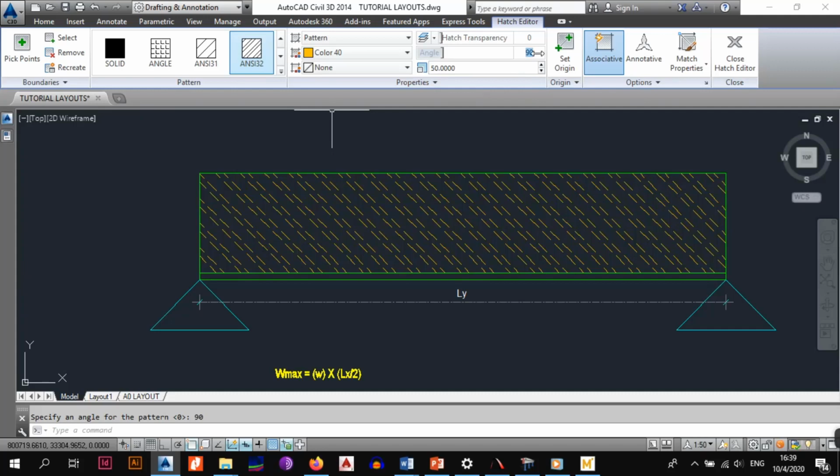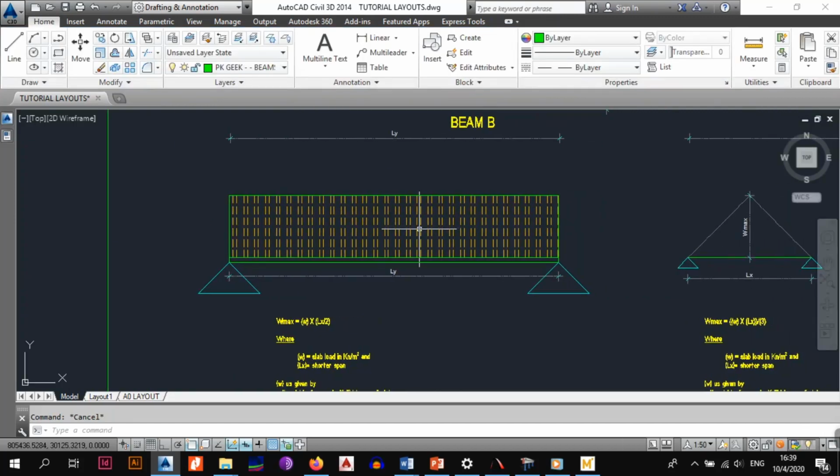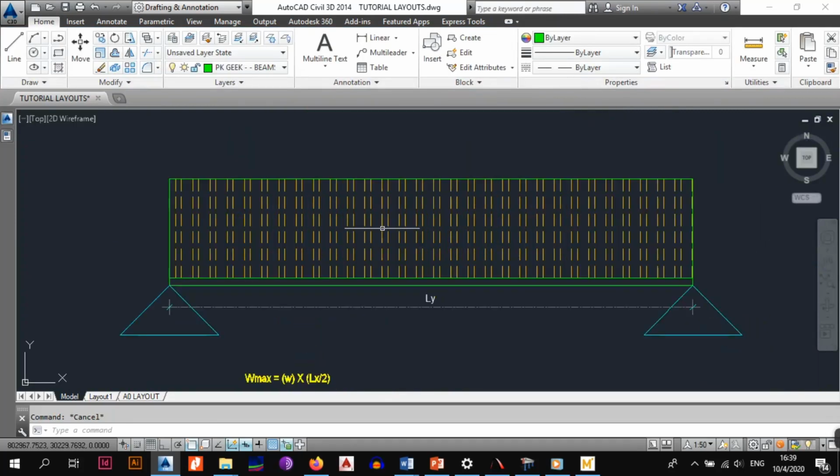Okay, 45 is too much. So what we're going to do is put it at 90. Let's see, and at 90 doesn't work. Now at 45. So as you can see, these orange lines would represent the entire load that is being transmitted to the beam. It's a uniformly distributed load.